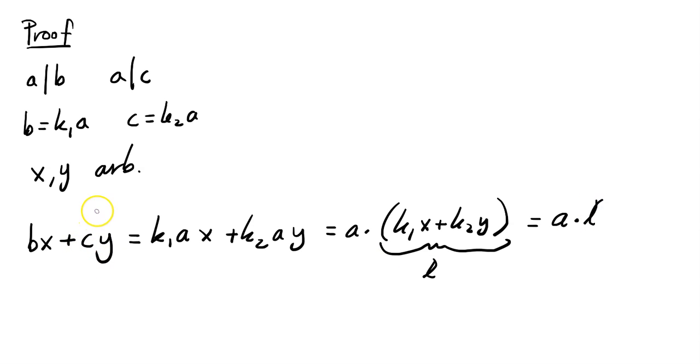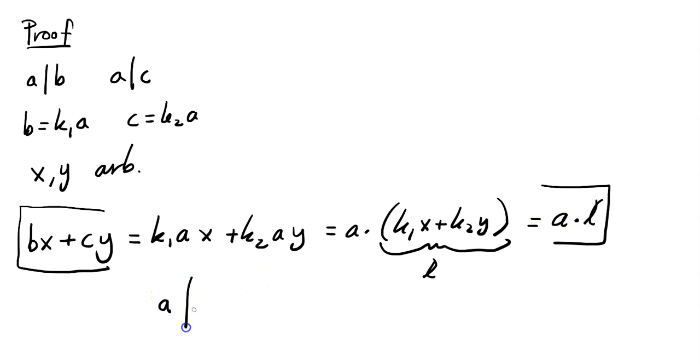Okay, so that means that we have that this sum is equal to A times some integer. But that is the same thing as A divides bx plus cy. And that's what we wanted to prove. So now we have given the proof of the theorem. Let's prove another theorem.